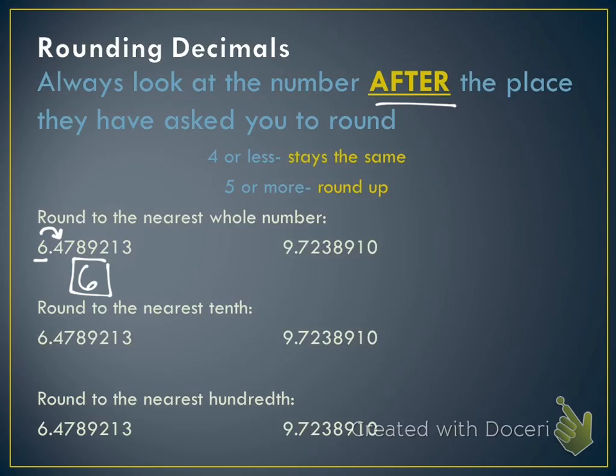What about the second one here? My whole number is 9, so I look to the 7. What does that 7 do to the 9? Makes it a 10. Rounded to the nearest whole number, there it goes. It bumps it up because it's 5 or greater.